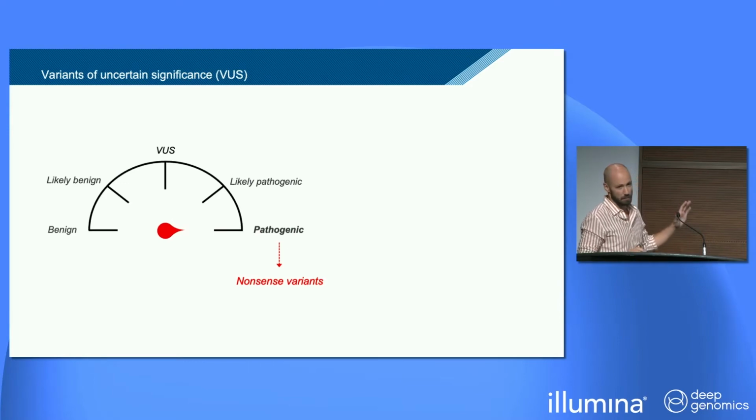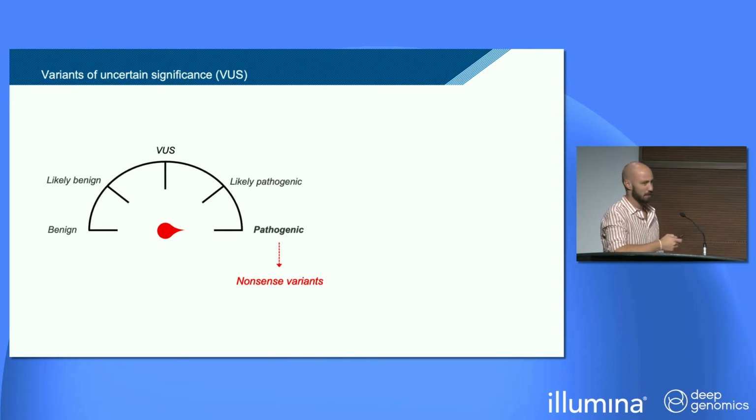That graph is really for variants that are known to impair protein function, such as nonsense variants or variants that are frame shifting, etc.